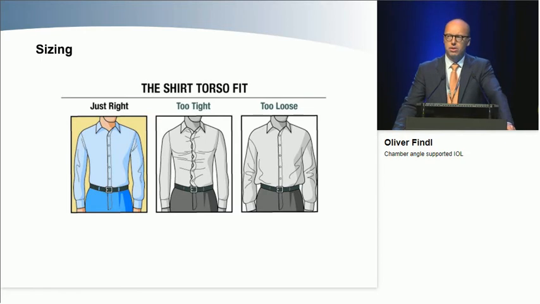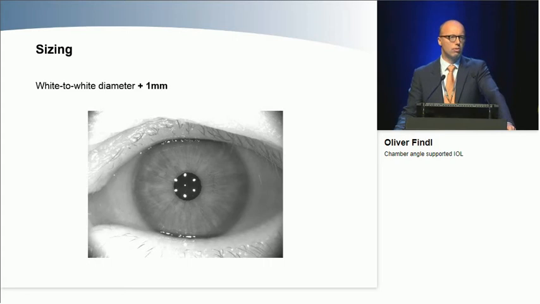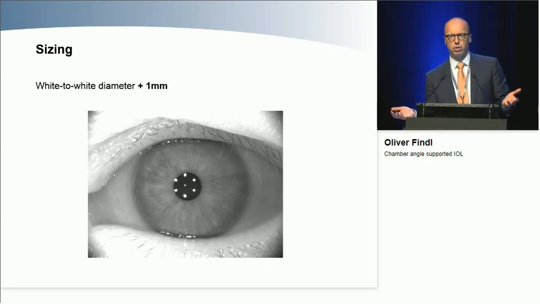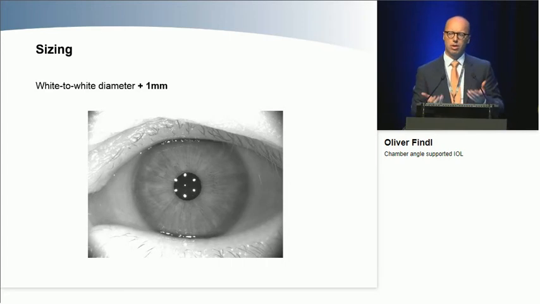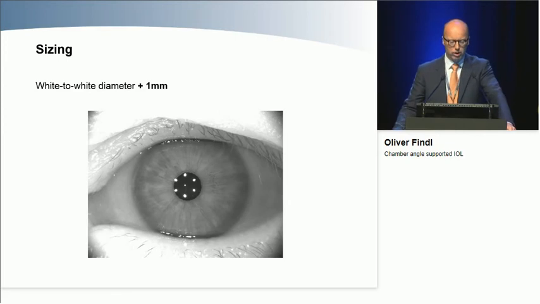Now sizing is obviously an issue with AC IOLs. The rule of thumb is take the white-to-white diameter and add a millimeter. The problem is that there are very few centers that still have a lens bank with different sizes, so many only have one type at this point, and usually the larger AC IOL.